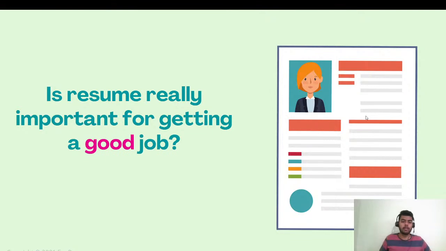So the main important question is: is a resume really important for getting a good job? Many people say, okay, what is the use of a resume? People can get a job even without a good resume. Obviously skill is important, but let me tell you one thing. Let's say 1,000 candidates applied for a job, and the recruiters don't know anything about any particular person. So how is the recruiter going to filter out which person is suitable for the job? The main thing is that he will do that on the basis of the resume.